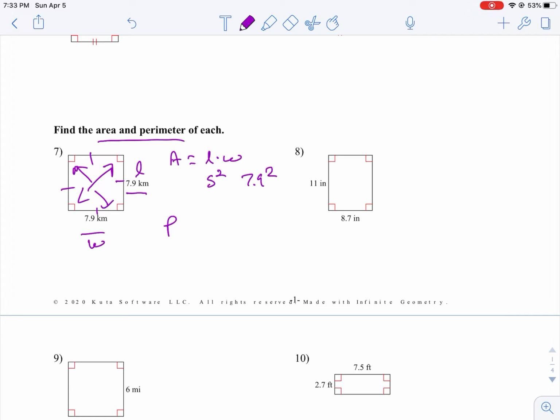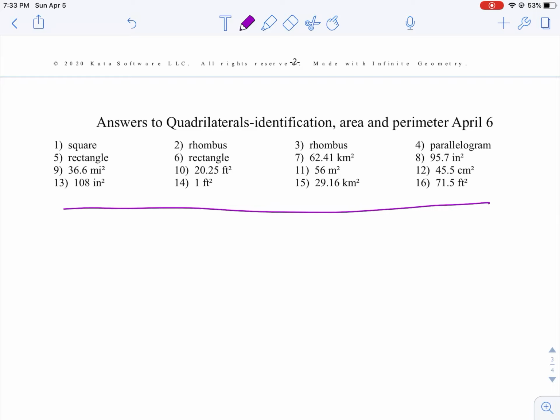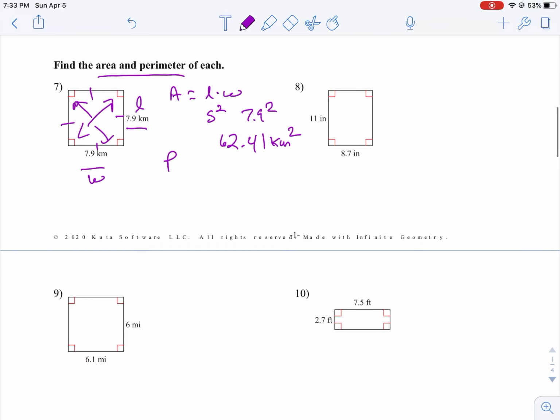And if we get our calculator on, we get 7.9, and we square it or multiply it by itself, we get 62.41, and those are kilometers, and then you square it. So that's your area. So we go down to number 7. Perfect. 62.41 kilometers squared. All right. Then let's do the perimeter.